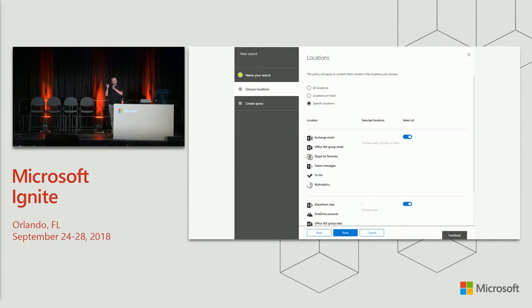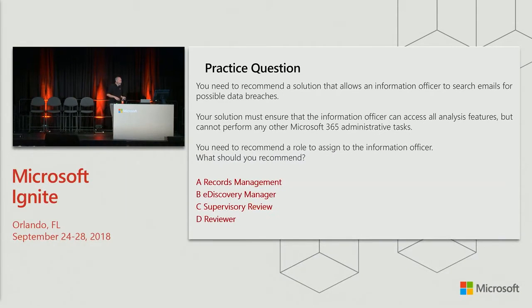Okay? So when we're doing e-discovery, we can say which workloads do we want to scan against. So again, we've got things like email, Skype for business, teams, it could be SharePoint sites and so on as well. You could define the areas you want to scan on. And that's one of the cool things about M365 is that we're spanning all those technologies.